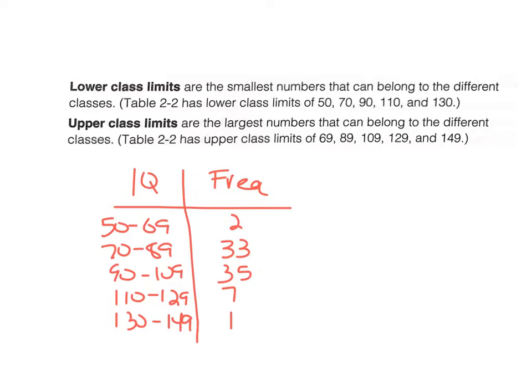All right, a few words you need to know too about frequency distribution. First of all, lower class limits. These are all called classes over here. The intervals that you made. The lower class limits are obviously just the lower numbers, the 50, the 70, the 90, the 110, the 130. The upper class limits are just what you would think. They're the upper end, the 69, 89, 109, 129, 149. So lower class limits, upper class limits, exactly what you think they are.